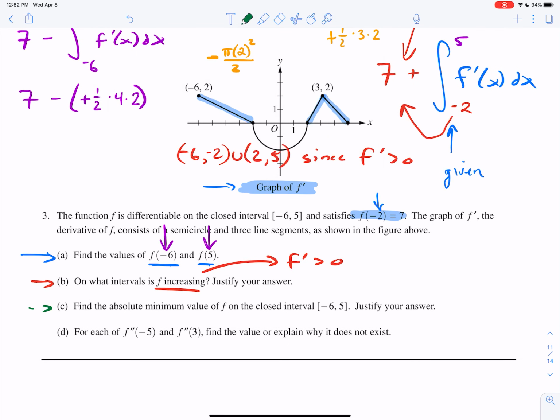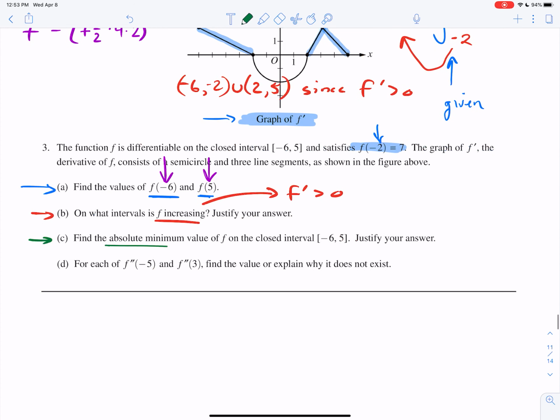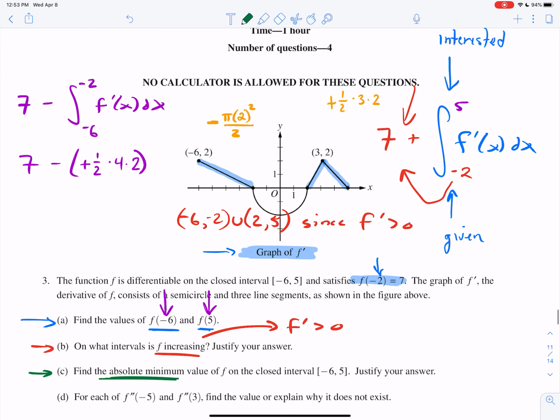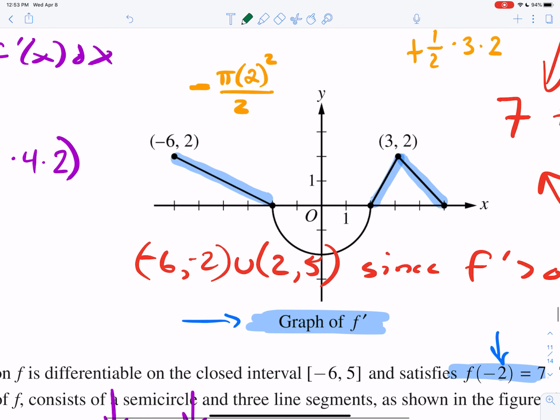Find the absolute minimum. So this takes a little bit of work because there's a lot of computation. Remember, absolute extremas can occur at the endpoints and at a critical number, okay? So in this case, we have 3. If you look at the picture, this is where the derivative is 0. We have this, this, and this.